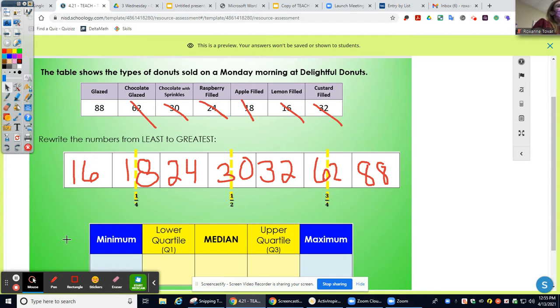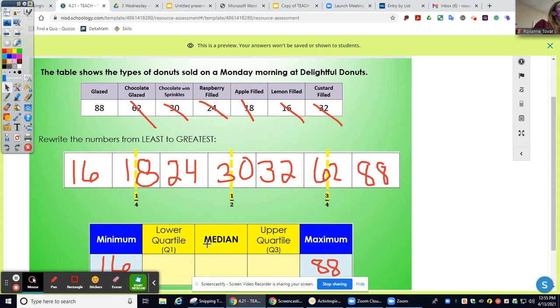Okay, the minimum and maximum are really easy to find. The minimum is going to be your lowest number in the set of data, which once you put the numbers in order, you can easily see that that number is 16. Here, the maximum number that you have here is 88. And again, once you put your numbers in order, those numbers are easy to see.